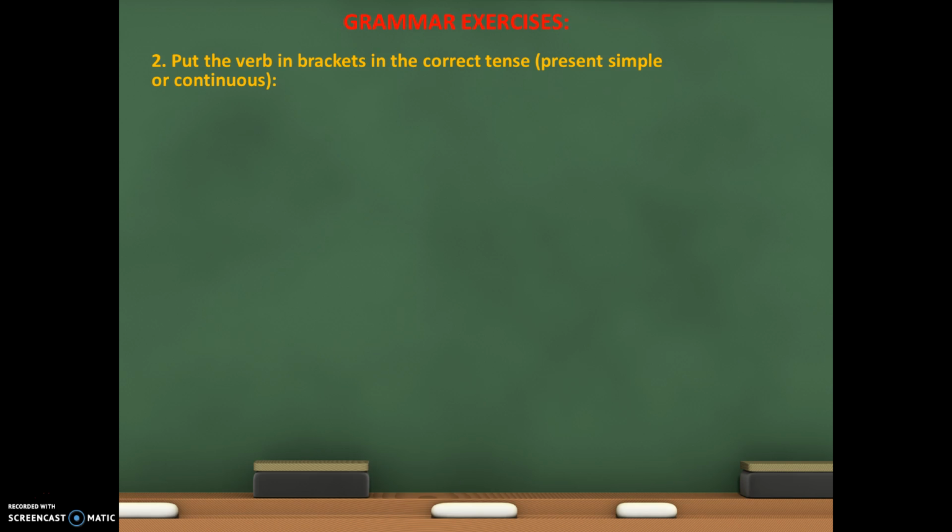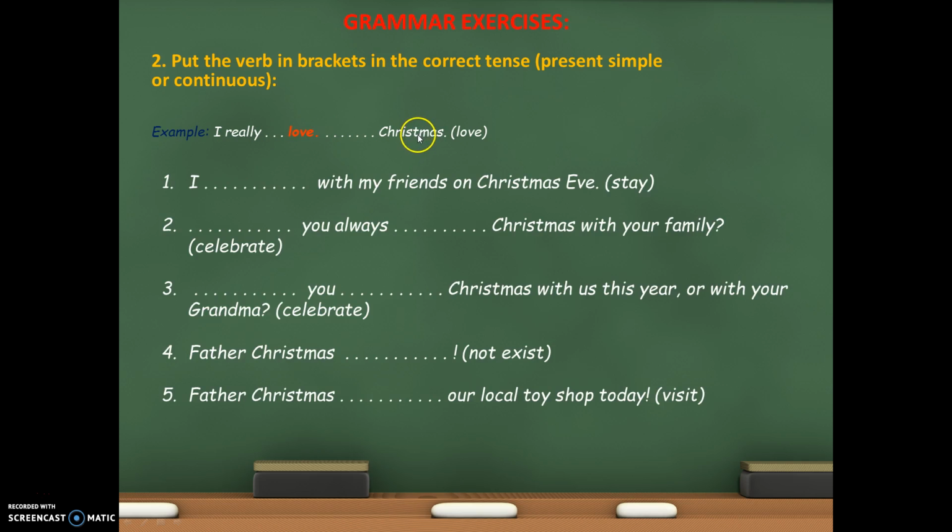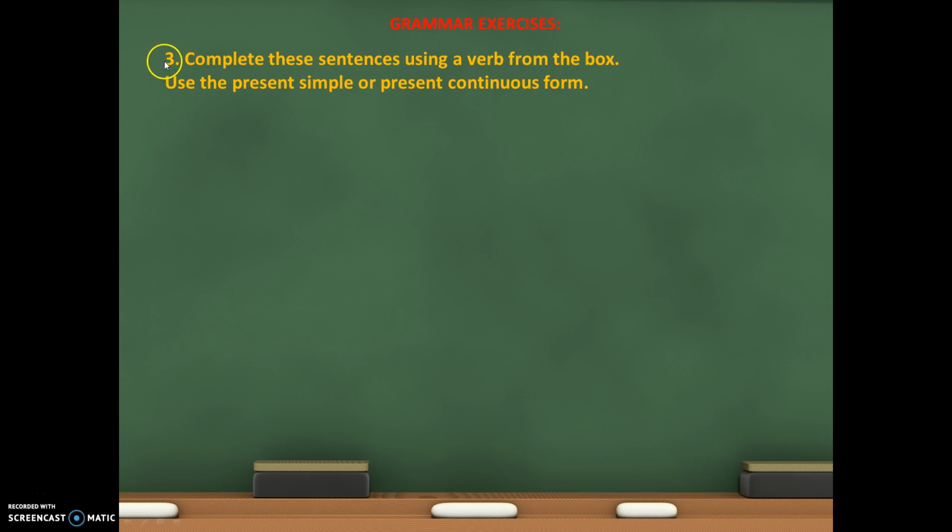In exercise 2, you have to put the verb in brackets in the correct tense, either the present simple or the present continuous, as in the example. I really love Christmas. We don't say, I am really loving Christmas. And finally, in exercise 3, you have to complete these sentences using a verb from the box. Snow, stay, and get.